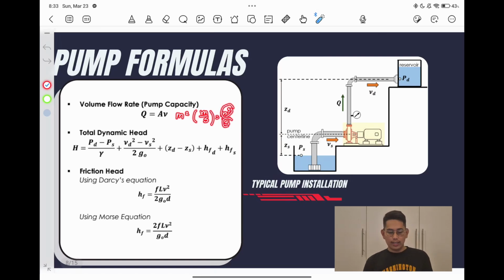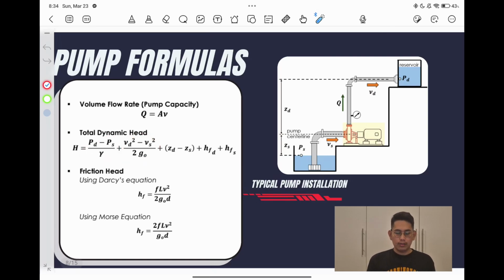So, ang next one natin is yung total dynamic head. So, ang total dynamic head naman is denoted by symbol H. So, ang total dynamic head, kagaya ng nabanggit kanina ni AJ, it is the composition or the totality or the sum of the pressure head, velocity head, yung Z or the elevation, and the friction head.